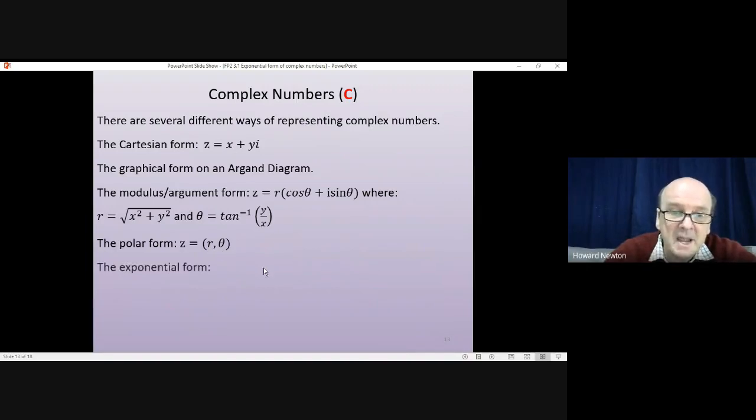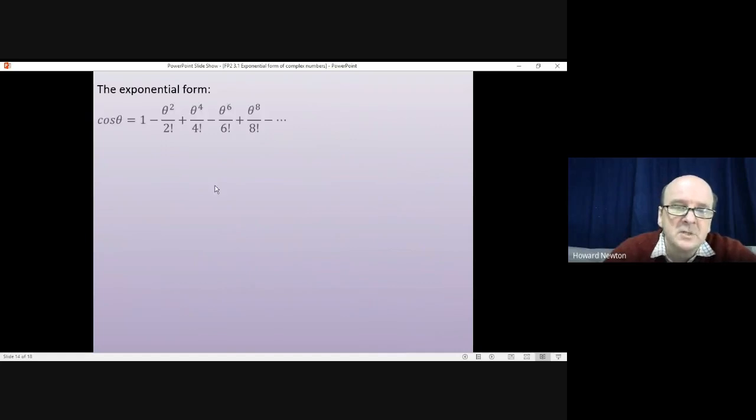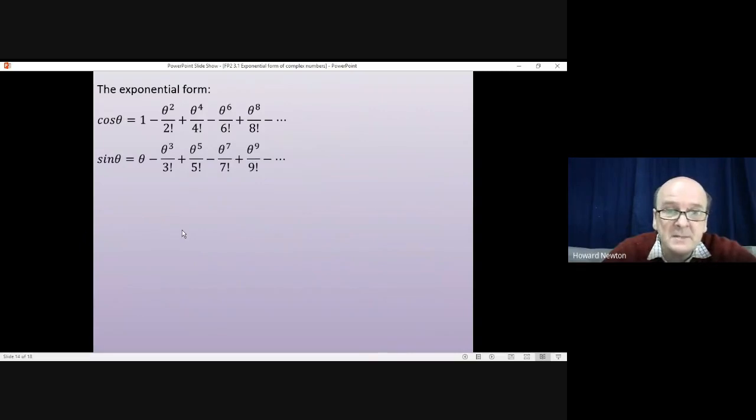And now we meet what is called the exponential form of a complex number. Now, in order to derive that, we need to look at the series expansions for sin theta, cos theta, and e to the x. So cos theta can be written as 1 minus theta squared over 2 factorial plus theta to the 4 over 4 factorial, and so on. Sin theta can be written as theta minus theta cubed over 3 factorial plus theta to the 5 over 5 factorial, and so on.